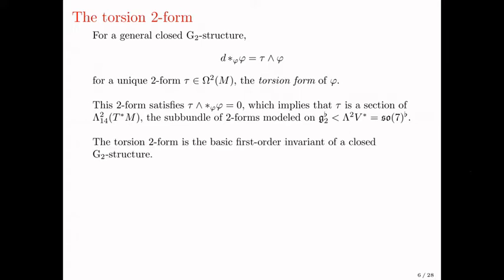And this torsion 2-form is the basic first order invariant of a closed G2 structure. It's a first order invariant because I get it by differentiating my structure once. Before I take the exterior derivative here, all this information is just algebraic. You would get it from phi, from the G2 structure, by doing algebraic operations. Then I take a derivative, I've taken one derivative, and I get the torsion form. So it's a first order invariant.